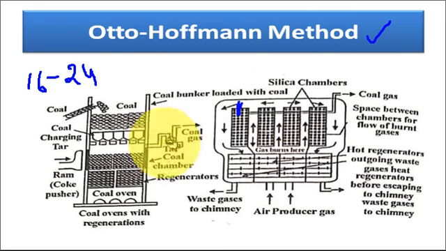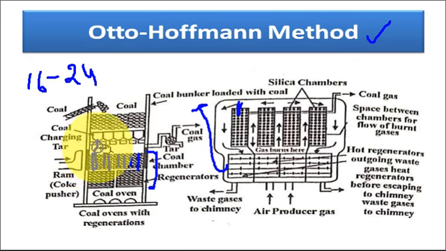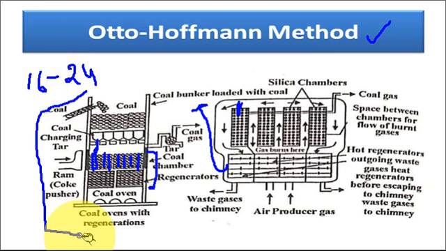So this diagram is the detailed view of this part. This is the narrow silica chamber part, in which various silica chambers are placed in the Otto Hoffmann's method. In this way, various silica chambers are placed. Each silica chamber is closed with the upper lid, and this upper lid is connected with the coal charging tower here. So this is the detailed Otto Hoffmann oven.